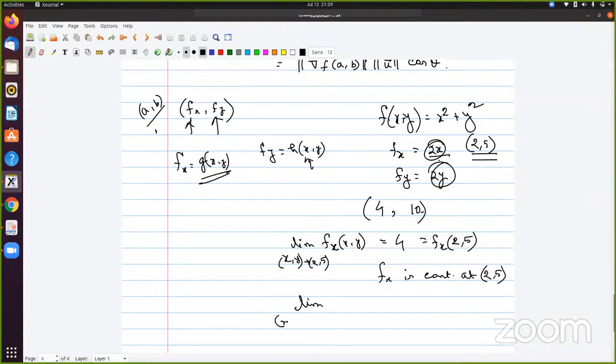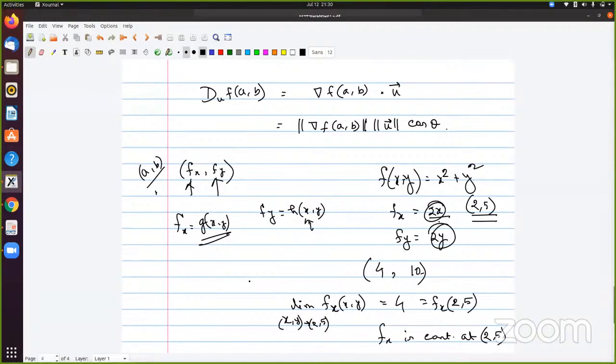And what is fy? It is 10, so fy is also continuous. If one of these is not continuous, then you can say the gradient vector is not continuous. We have to check for each individual component. For each component, the limit value should be equal to the function value. First of all, the limit should exist, and then if the limit exists, whether it is equal to the function value or not.